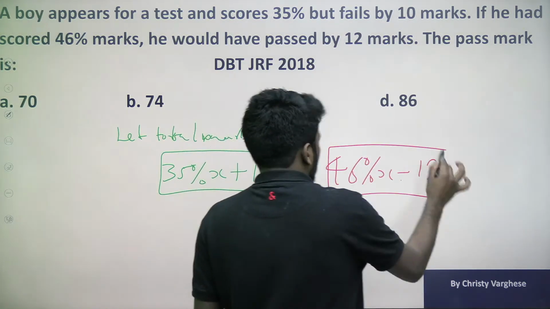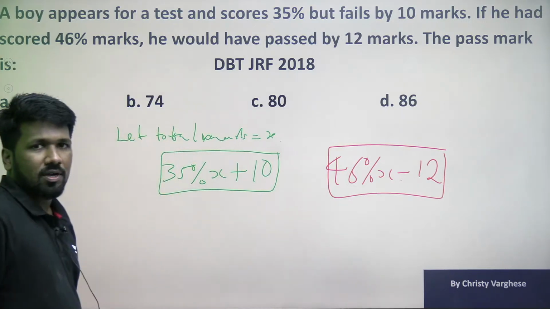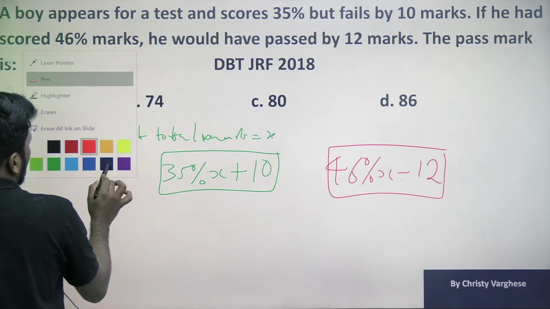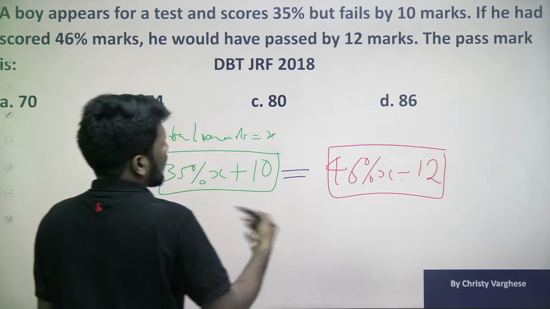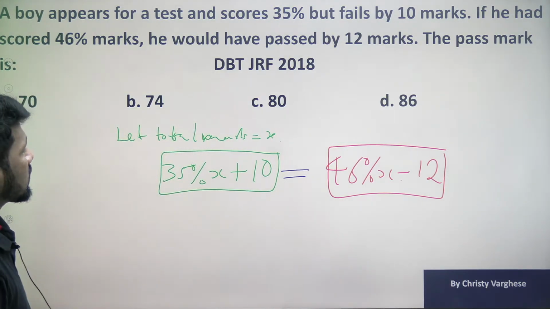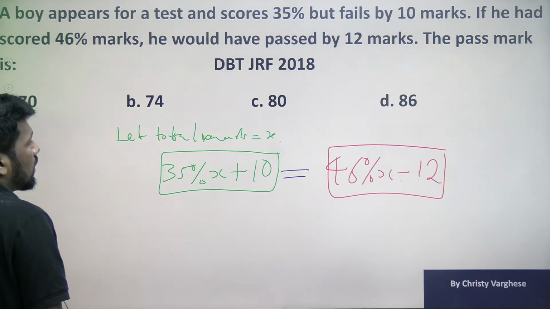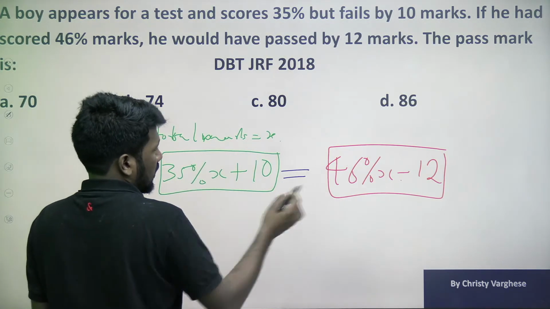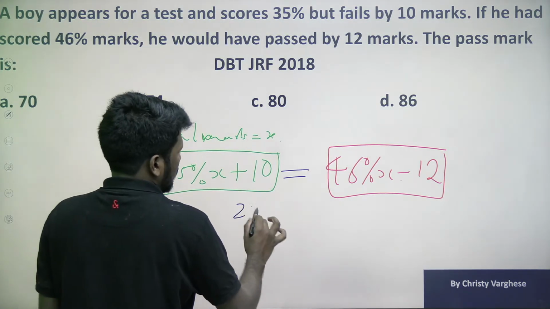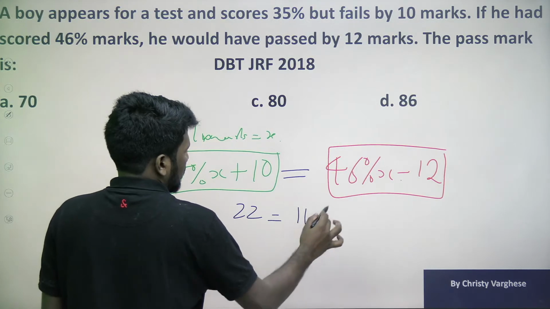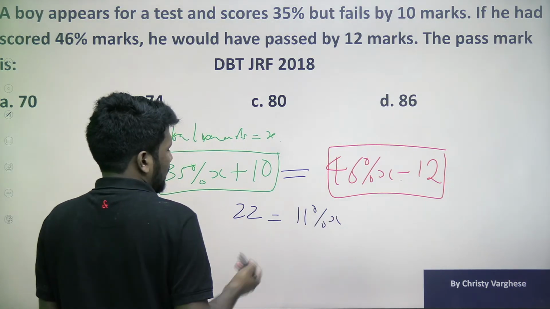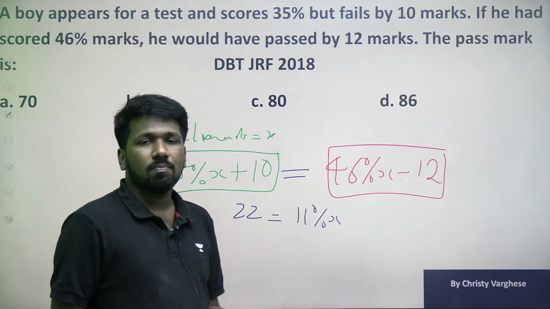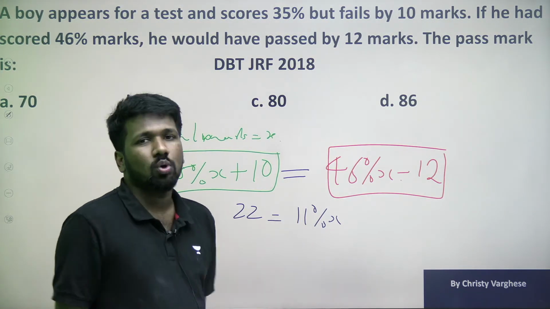Did you all understand? These are two interpretations of the pass mark itself. Both are the pass mark, so these two should be equal. Simplify it to get the value of x. From that you find the value of the pass mark also. How can you simplify? 35% taken to the other side, 12 taken to this side, 22 equals 11% of x. In the mental arithmetic class I told you, 11% is 22, so 1% is 2, 100% is 200.